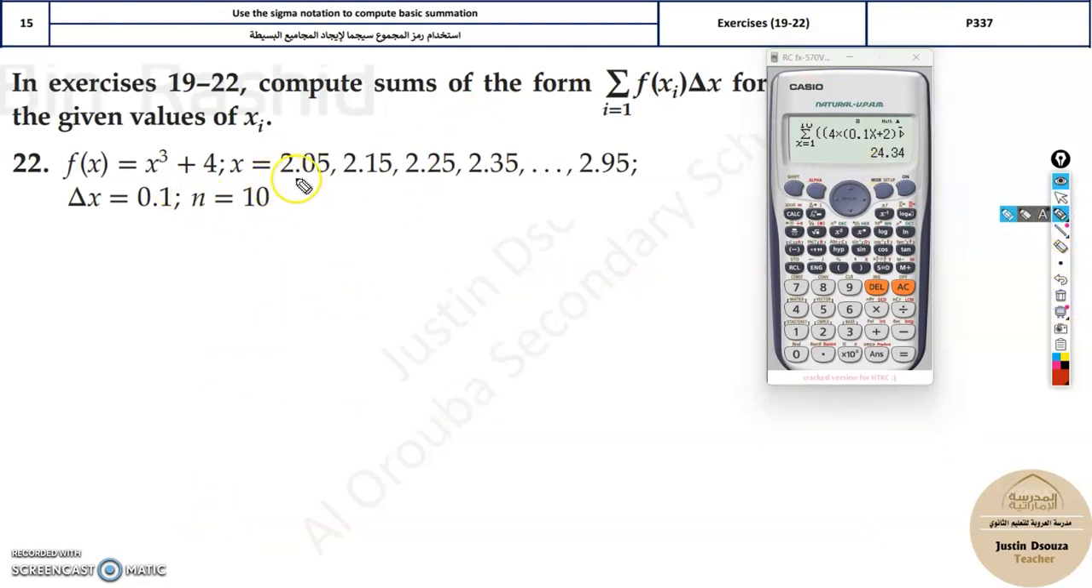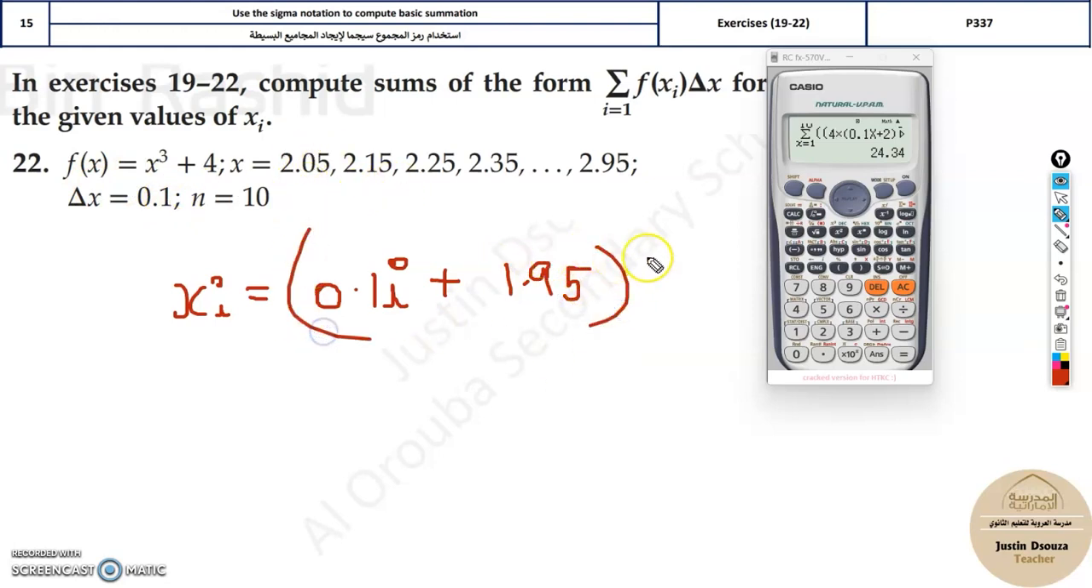Okay, let me do this because it starts at 2.05 and the limit is 1. So now xi is equal to, what is the step? 0.1 plus the previous value. Now some of you might think it's 2. No, it's not 2. It is 1.95. Why? Because you have to subtract 0.1 from this value. It's 1.95 and multiply this with delta x, that is 0.1. This will be in summation.